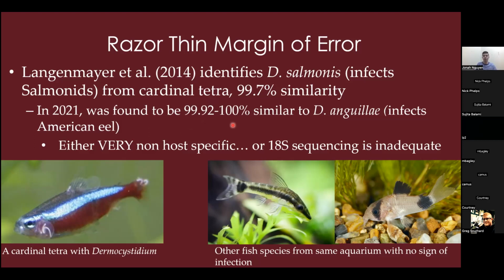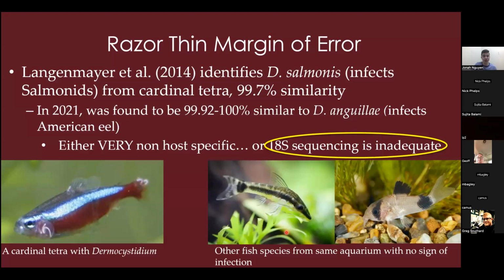So that proves one of two things. Either it's very non-host specific, which goes against what the literature has said, or 18S sequencing is just very inadequate, which is common for a lot of taxa. So you can see a cardinal tetra with Dermocystidium, the characteristic little clear bubble with little worm, quote unquote, on the inside. There's a reason why I think it's more of the second one, because one, like I said, the literature has consistently noted that it's relatively host specific, only infecting related species.